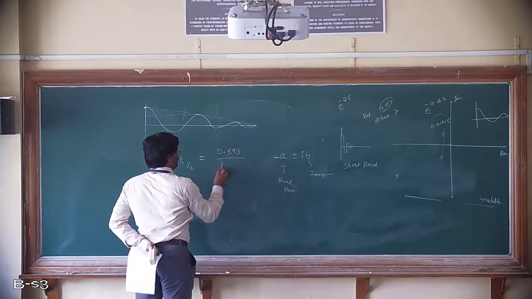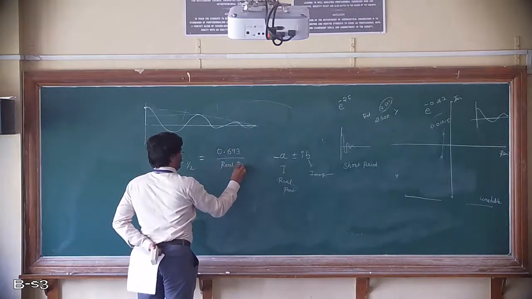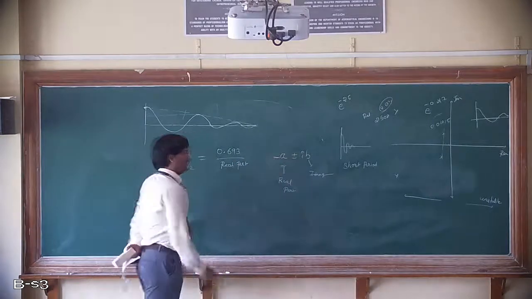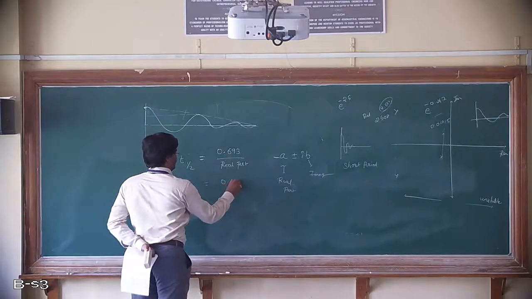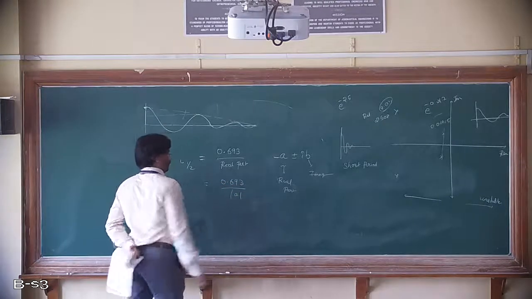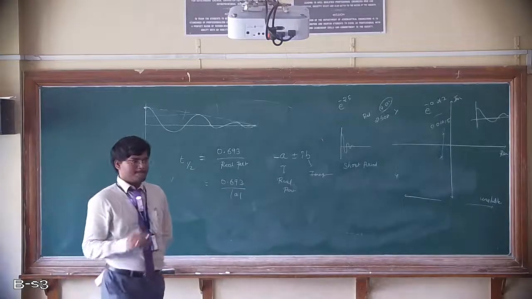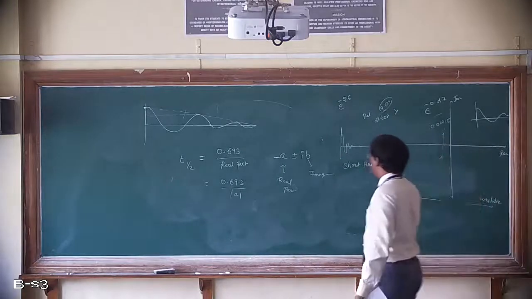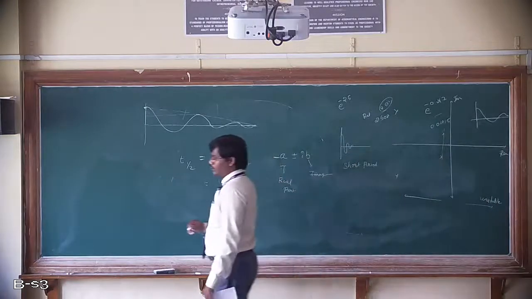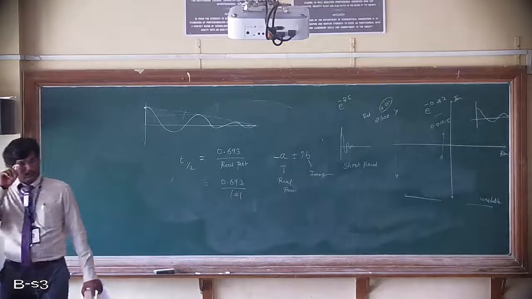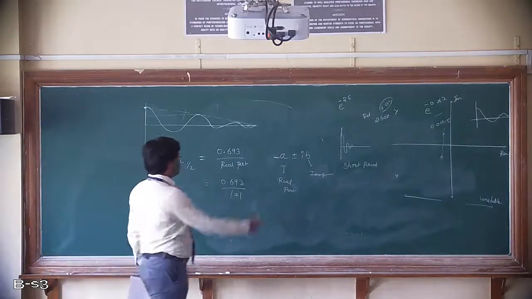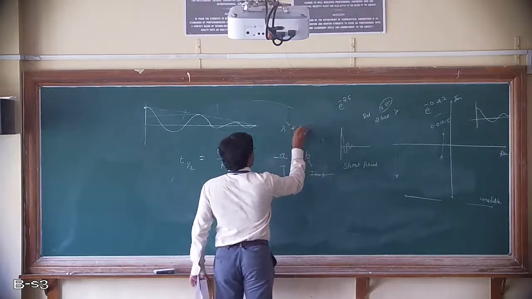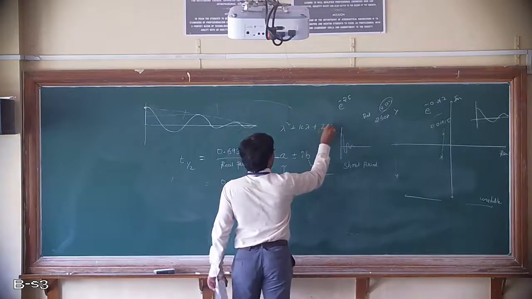So generally I am directly giving the formulas. The time required to halve the amplitude of the disturbance is nothing but 0.693 by the real part of the root. Here the real part is nothing but a, right? So you can write 0.693 by mod a. Are you following, everyone? Is it clear?